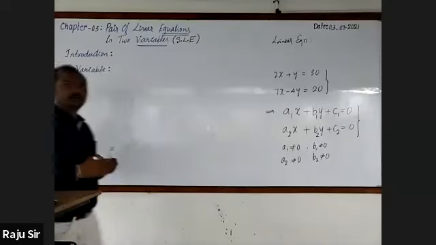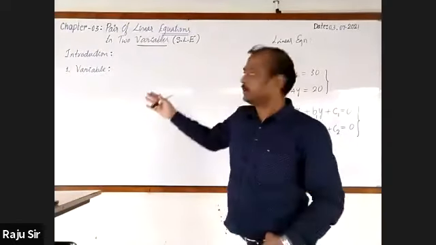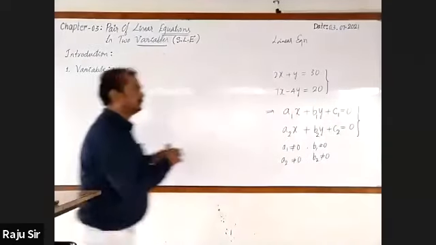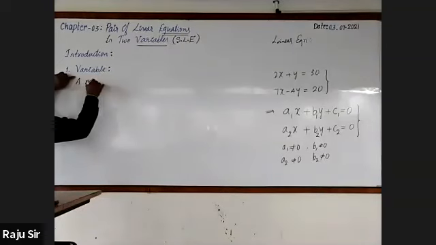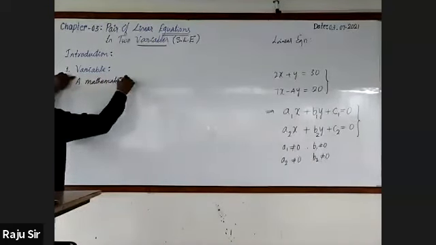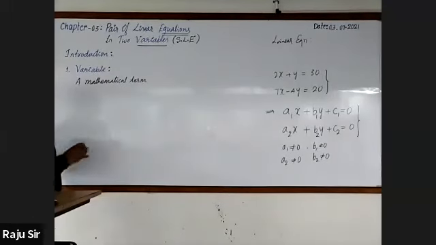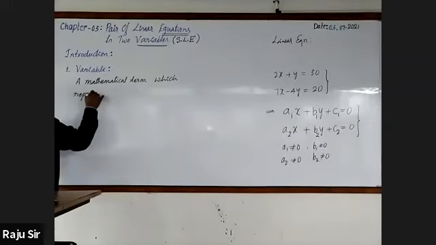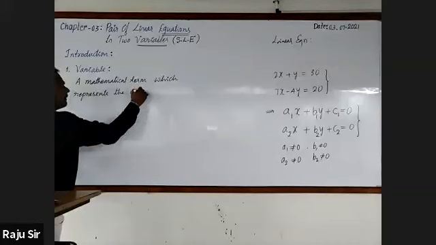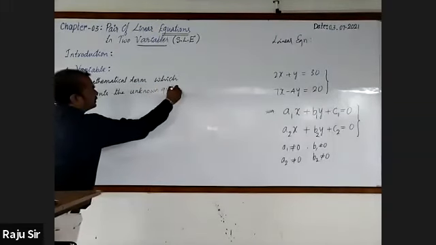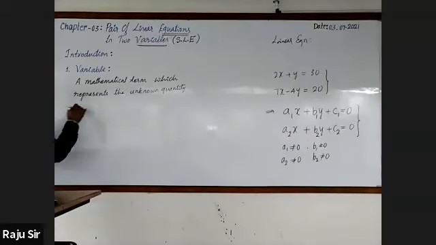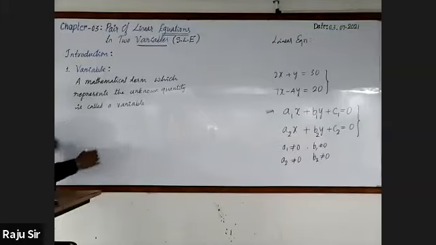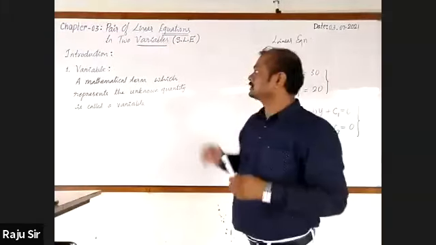Variable, I have already given you the definition in the second chapter. Anyhow, once we shall go for recalling. A variable is a mathematical term which is used for representing the unknown quantity. A mathematical term which represents the unknown quantity is called a variable.